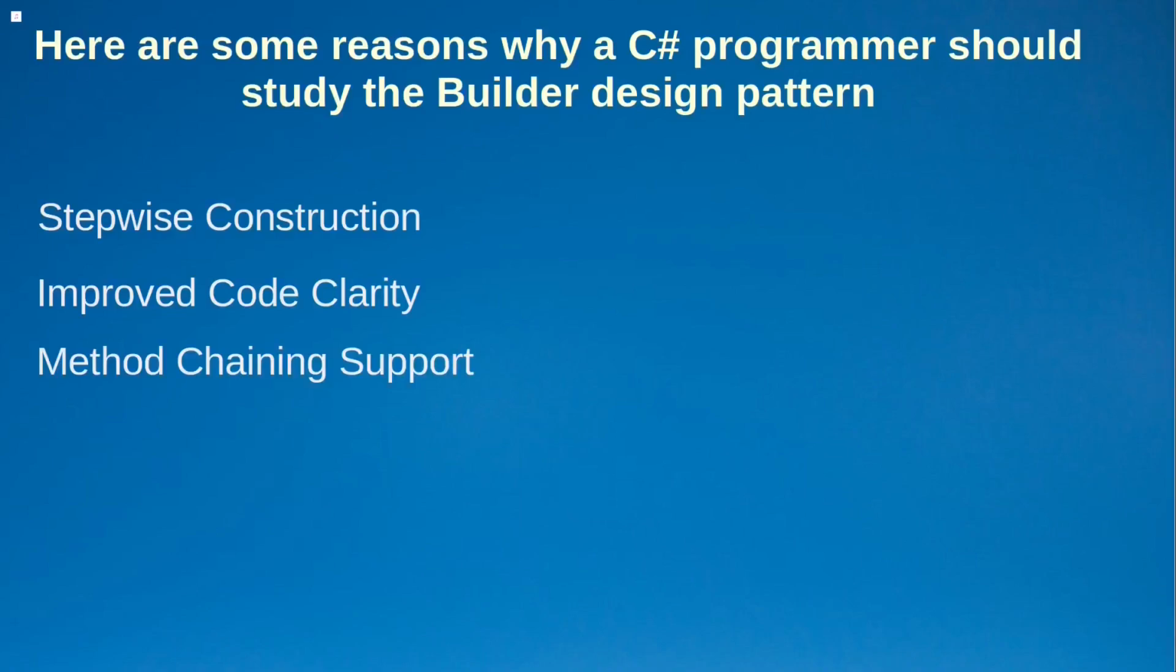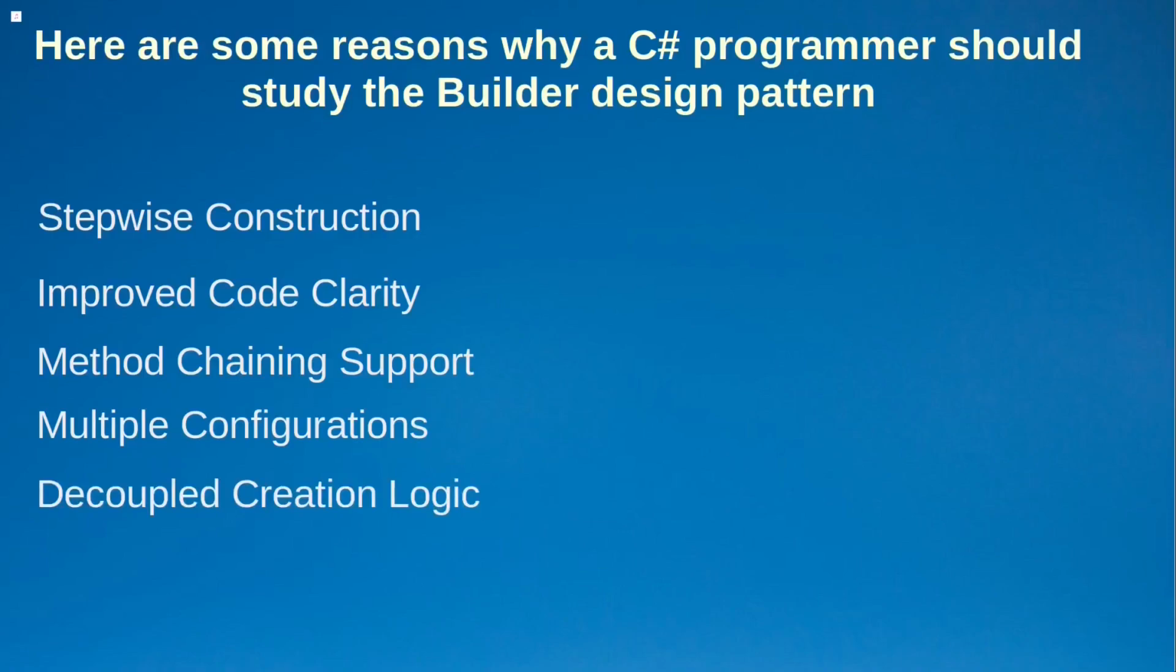Method chaining support. Easily supports fluent method chaining, creating a natural and expressive object building syntax in C#. Multiple configurations. Facilitates building multiple variations of an object without duplicating construction code or bloating classes. Decouples creation logic. Decouples object creation from its representation, promoting the single responsibility principle and clean architecture. By studying the Builder pattern, developers in C# can simplify object construction, enhance code modularity, and align with modern development practices.